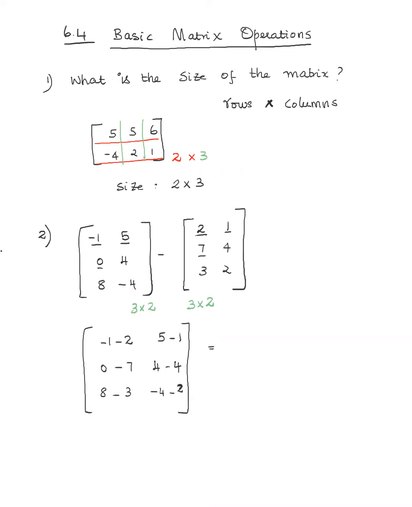So now when you subtract, -1 minus 2 is going to be -3. 5 minus 1 is 4. Then -7 minus 0 is -7. 4 minus 4 is 0. 8 minus 3 is 5. -4 minus 2 is -6. So this is our resultant, the answer for the subtraction. And if you notice, the answer matrix is also going to be a 3 by 2 matrix.